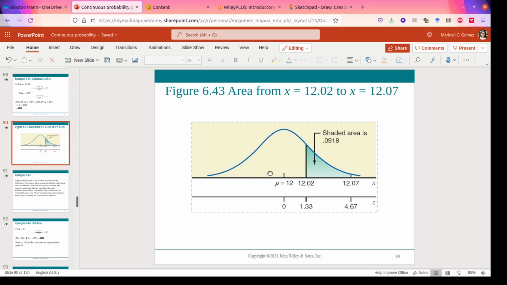So that's the thing about frequency distributions and probabilities. Basically, we can approximate that 9.18% of the soda cans is the same as the probability of getting a soda can within this range.